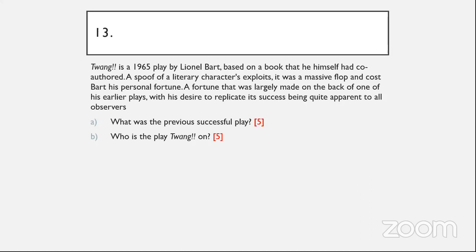Right, so Lionel Bart had made a lot of money from his previous play and sunk most of it into Twang, and because he wanted this play to also be as successful as the earlier one, there was something which was quite apparent to all observers, that he wanted to kind of replicate that success. So which was this previous successful play, and who is the play Twang on? It's a spoof of a literary character's exploits. Question to team 4.